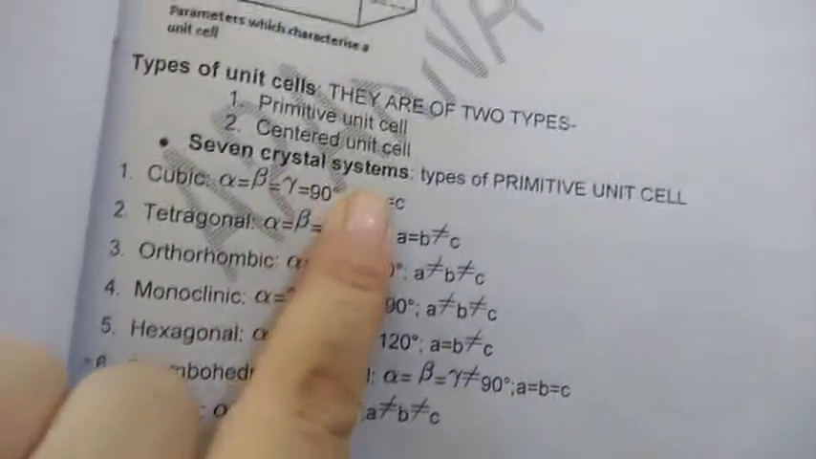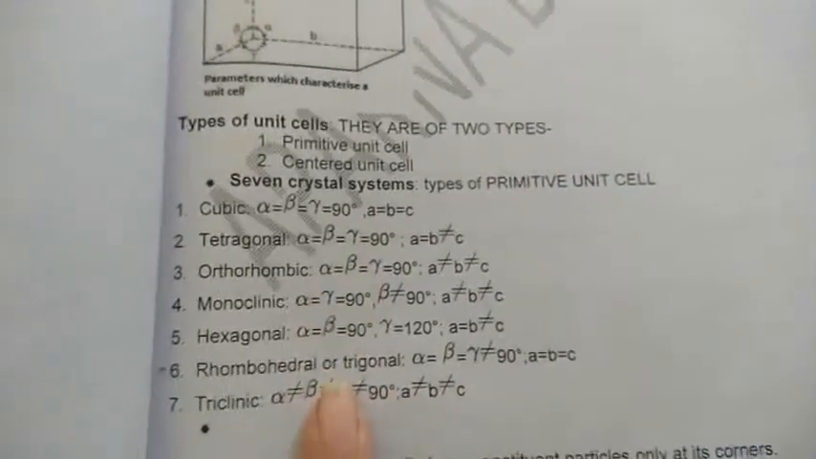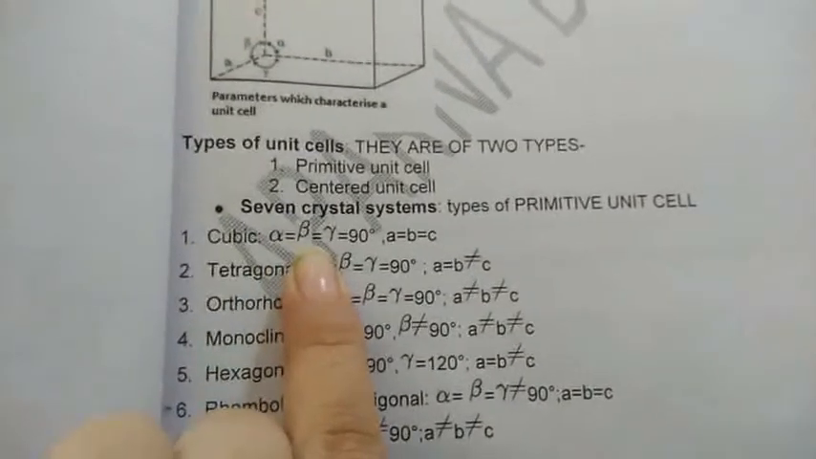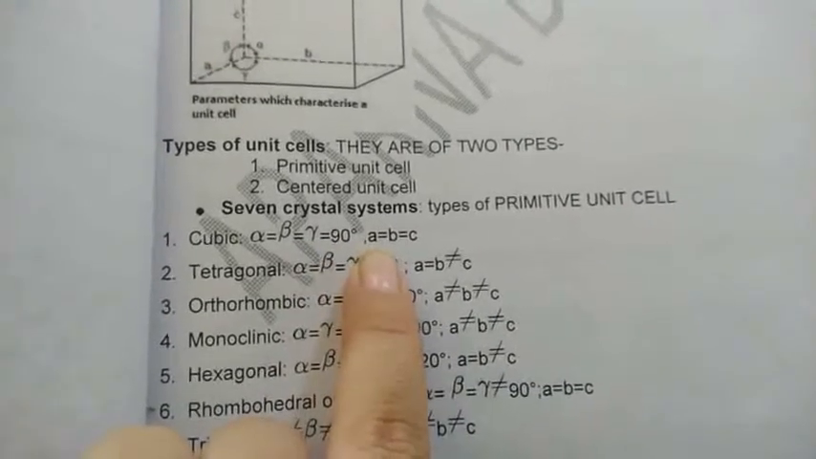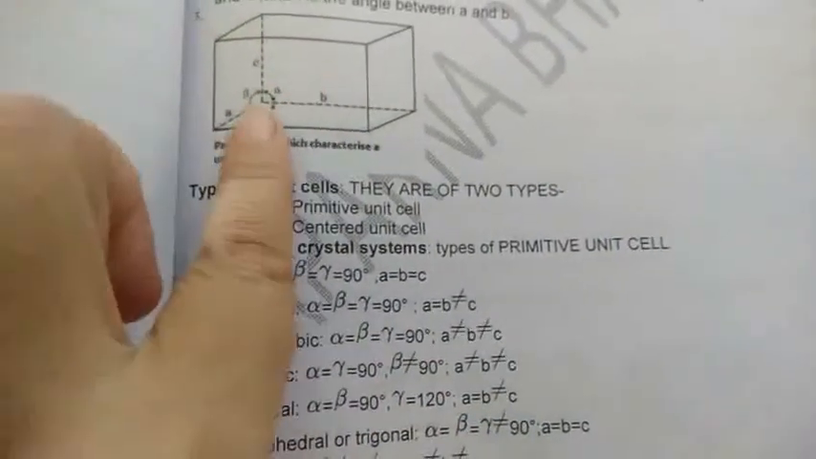Now if we talk about the 7 crystal systems, it means types of primitive unit cells. We have just now understood what a primitive unit cell is. Now the question is, how many types of primitive unit cells are there? Primitive unit cells are of these 7 types. Cubic means alpha, beta and gamma, all the 3 angles will be 90 degrees, and all the 3 sides A, B, C will be equal, as I told you already. Then tetragonal, you can read these dimensions and understand. Then orthorhombic, monoclinic, hexagonal, rhombohedral or trigonal, and triclinic.